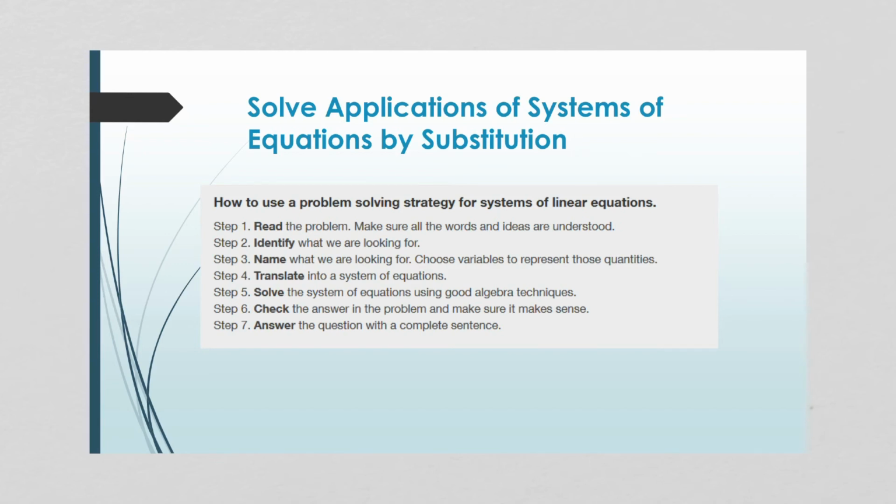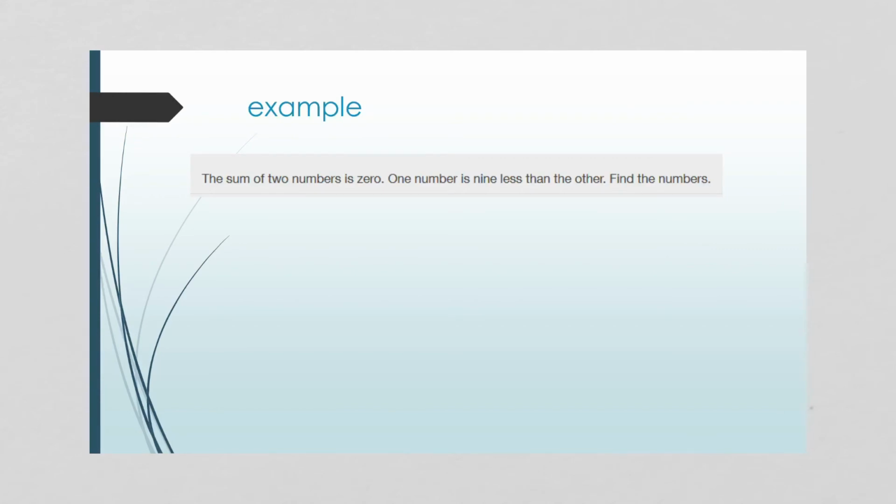All right, so the sum of two numbers is 0. One number is 9 less than the other. Find the numbers. Okay, so we always start off by identifying our variables. So let x equal the first number. Okay, I'm going to let y equal the second number.